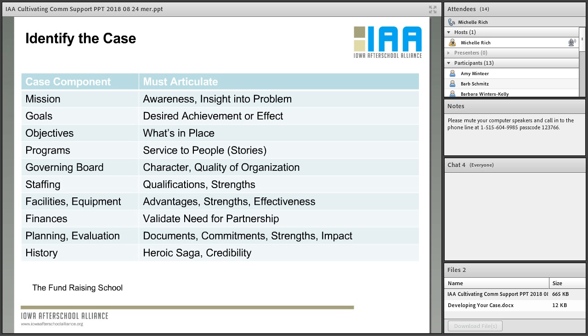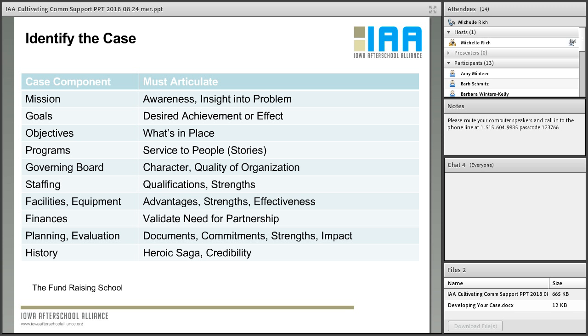So you want to make sure you have a strong mission that your organization believes in, obviously, so that community partners have a clear idea about what it is you do for the community and can also see your passion in solving this problem. Your goals are, again, your desired achievement or effect. What do you hope this project, this program will solve? Objectives: what's already in place to solve the problem? What are you already doing? Programs, service to the people, so getting stories, helping community partners see the impact that you're already having in the community. It also helps build credibility for you.